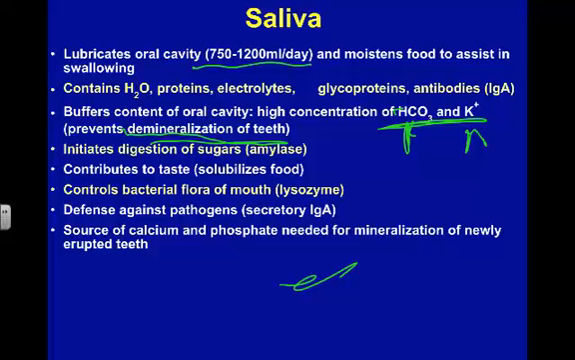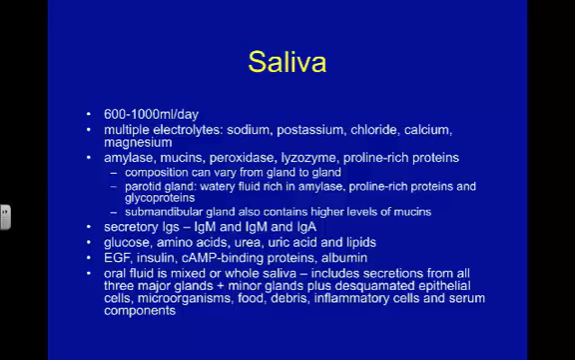You start the digestion of starch. Again, you get your taste. Again, the natural antibiotics, the lysozyme, the secretory IgA. And you really need this, especially in children who have newly erupted teeth. You have to make sure they have the right amount of calcium, phosphate, and sodium in their diet. Elevated potassium levels would tend to demineralize, so you have to be very, very careful. Okay, lots of enzymes here. Submandibular gland, lots of the mucins, very, very important.